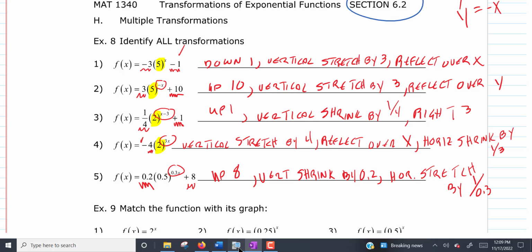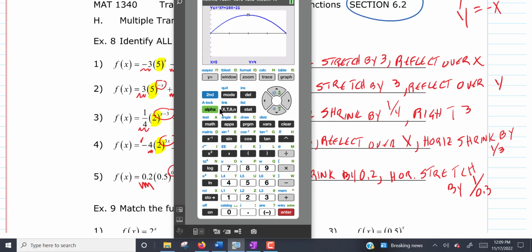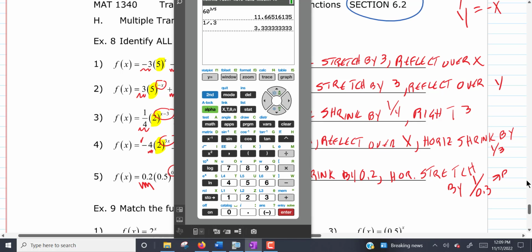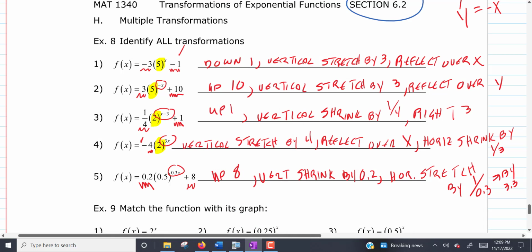I don't know what that is off the top of my head. I think it's like 3.3 or something like that, if I'm doing that right in my head. So 1 divided by 0.3 is, yeah, about 3.3. And see, if you take the reciprocal, then it starts making sense why it stretches instead of shrinks. Okay, that's kind of weird, but that's the way functions work on the inside.